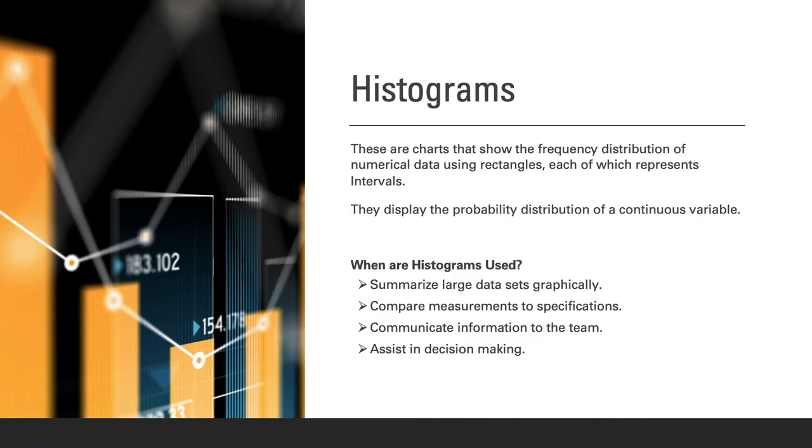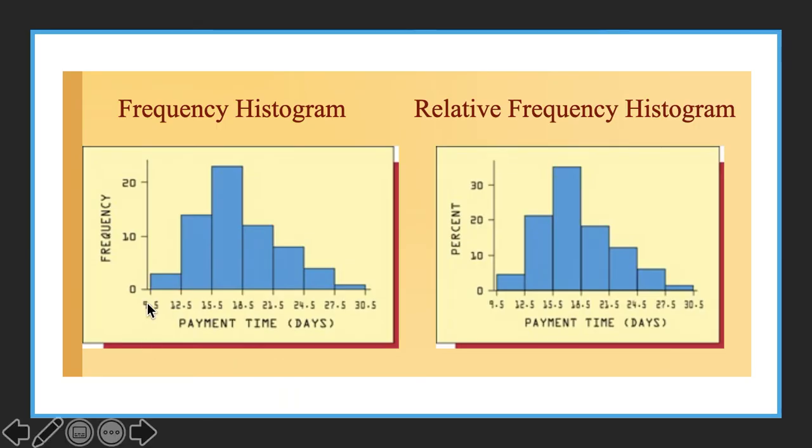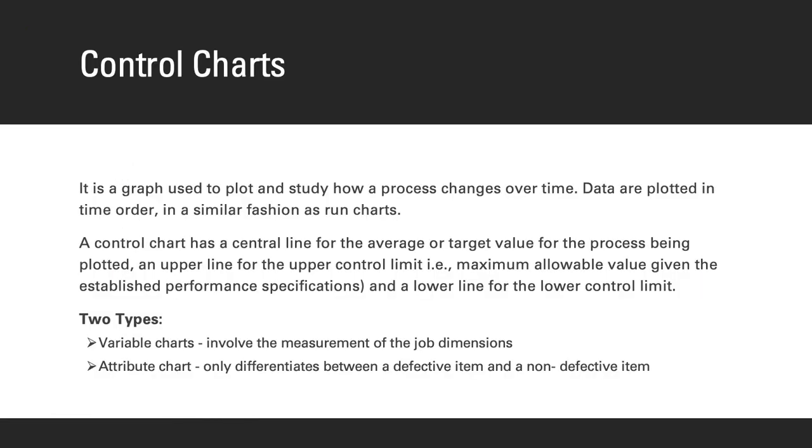So, yung sinasabi natin, the x-axis would be the interval. Ito yung interval niya. So, we have here 9.5 to 12.5 days. So, ito yung range niya on the x-axis. We have here the 12.5 to 15.5 days na payment time. Then, we have here the 15.5 to 18.5. So, that is also a range, no? So, that is in the x-axis. While on the y-axis, it's your frequency. Okay?